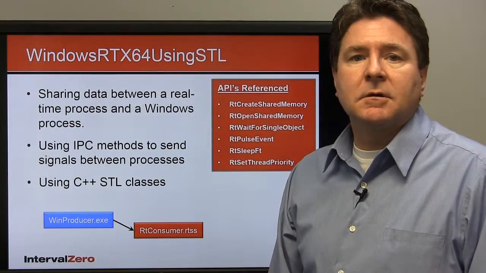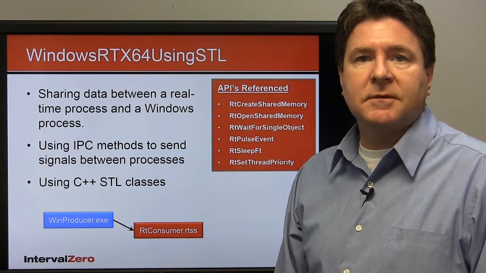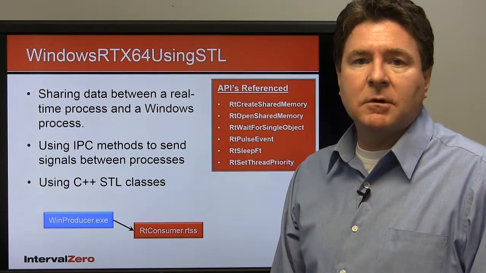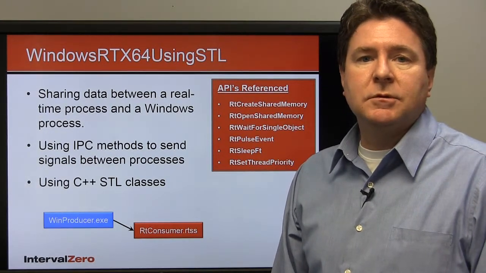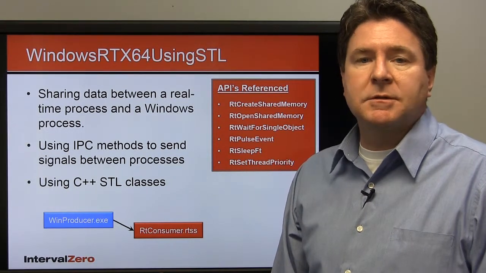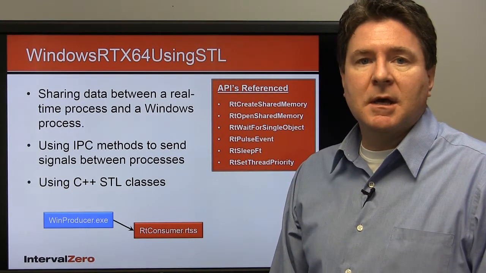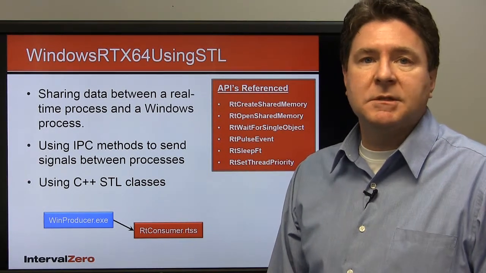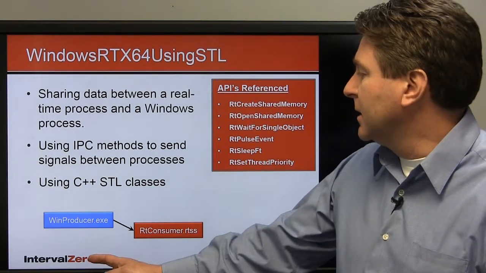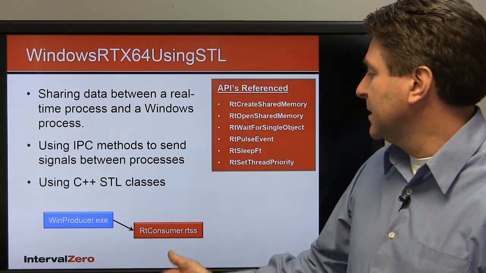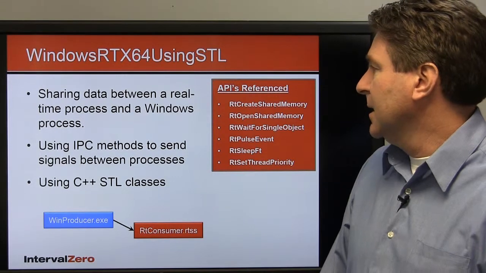The first sample we can take a look at is the Windows RTX64 using STL. We created this sample for 2 reasons. One was to show how to use the C++ standard template libraries. And the second was to show how to share data between 2 processes. And the 2 processes we were showing, one runs in Windows, and we call it the winproducer.exe, and the other runs in our real-time subsystem, and it's the rtconsumer.rtss.